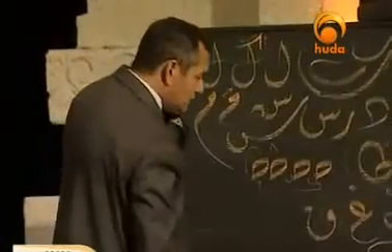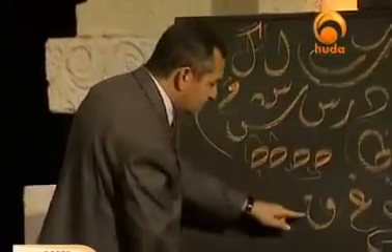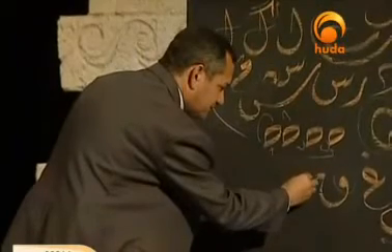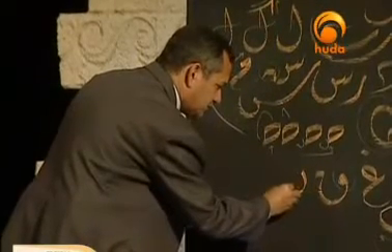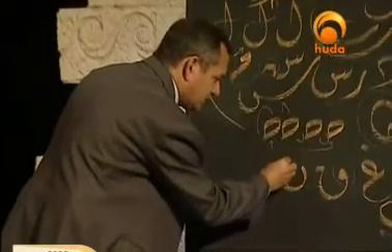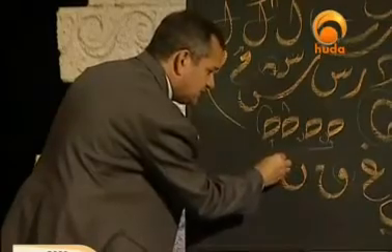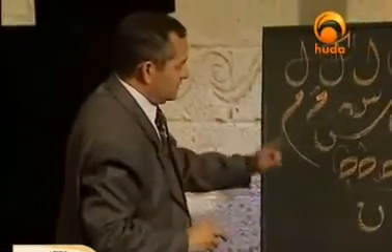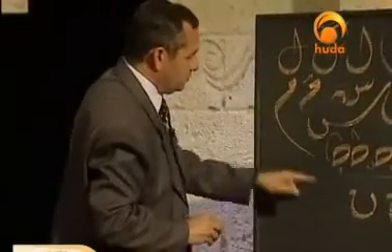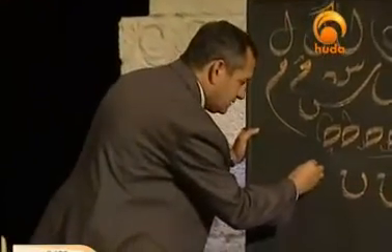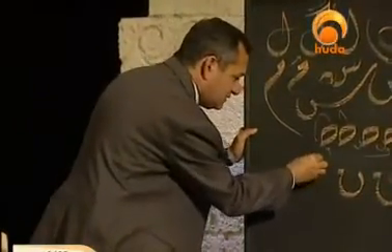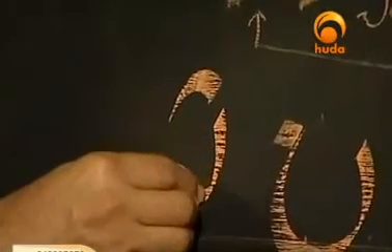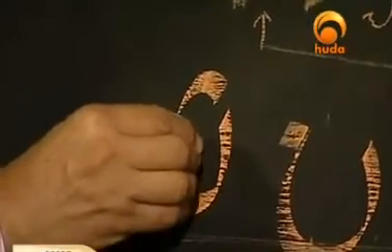Actually, noon looks like qaf. That's why I intend to do it beside qaf. The same body of qaf, we'll end it here with one dot. Fa, qaf, kaf, lam, mim, noon, ha. It comes like 3 dots. Something comes down, nice curve like this. Ha.